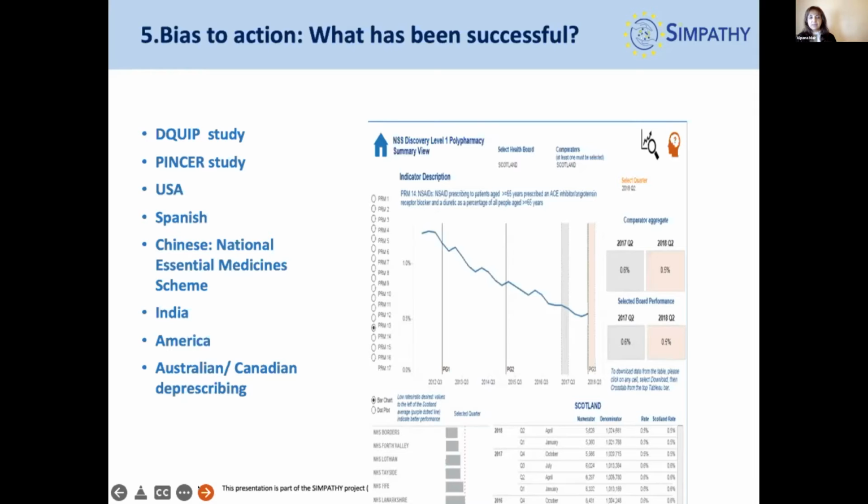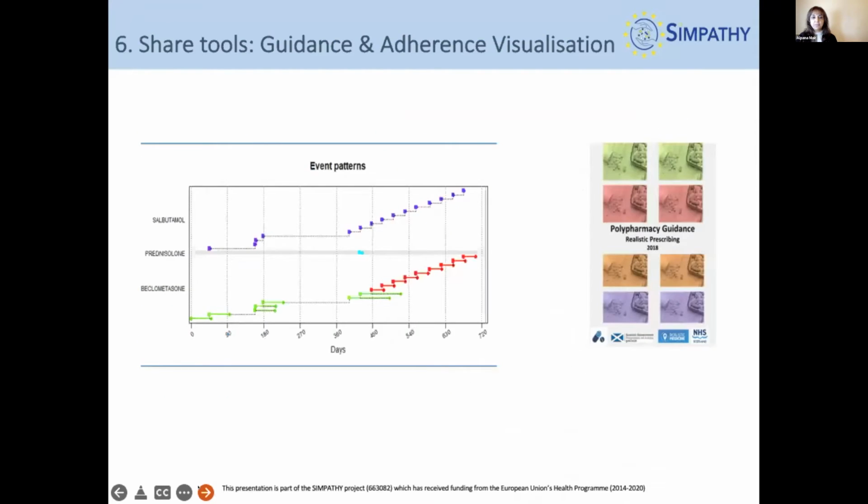And this is data right across Scotland. But there are many other countries, and I've just listed some examples that you can access to get some additional information. And the other thing that Sympathy found is that it's really important to share tools that you've got and make them available. And so that's what we've done in Scotland. We've made all our tools available, freely accessible, and indeed they've been adopted in Northern Ireland and Ireland so that we can share these tools and scale up.